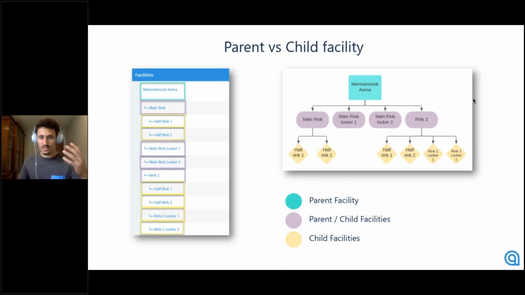And another way to depict the situation, there's the Memram Cook Arena at the top, which is the parent facility that has everything inside of it. So for example, if the Memram Cook Arena was an eligible facility for your private lesson, if somebody were to book it, it would book main rink locker room 1, main rink locker room 2, and so on and so forth.